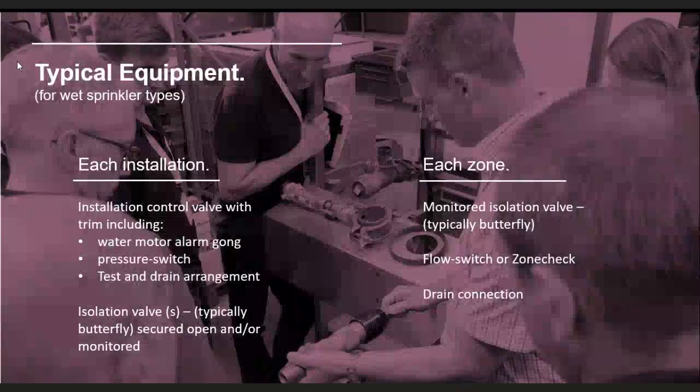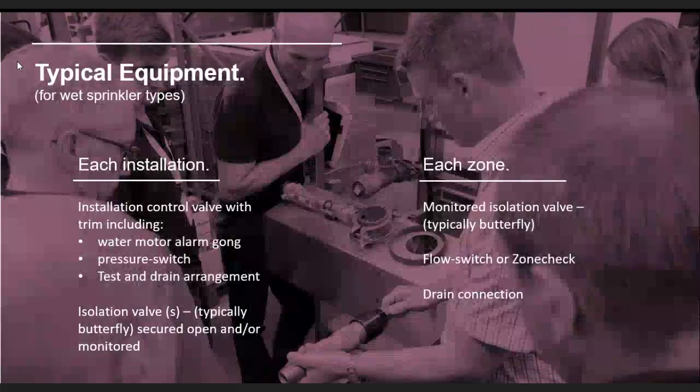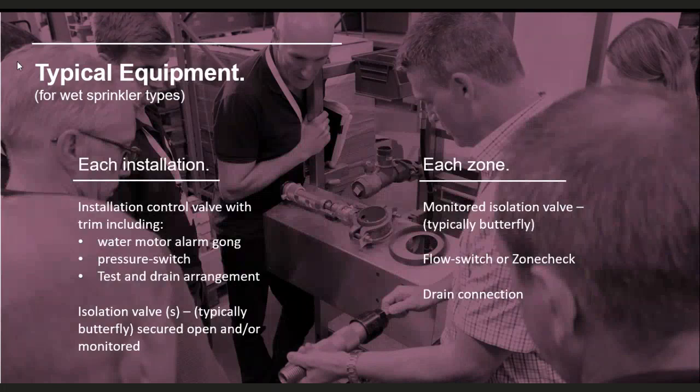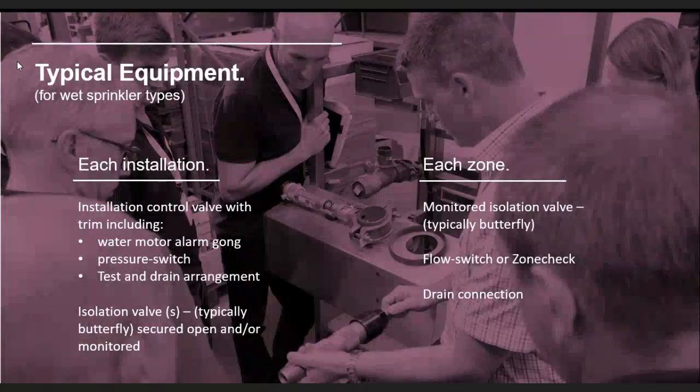I say they're typically butterfly valves, but it could be a gate valve or what's called an OS and Y valve, which are different types of valve, which again I'll probably cover in a different presentation. Those are a bit more beefy, a bit stronger than a butterfly valve. Butterfly valves are more convenient and compact. And the installation control valve will also come with some gauges and bits of trim, which I'll go through in a bit more detail in the next slide.